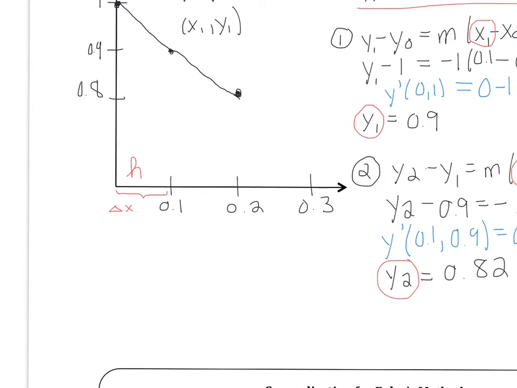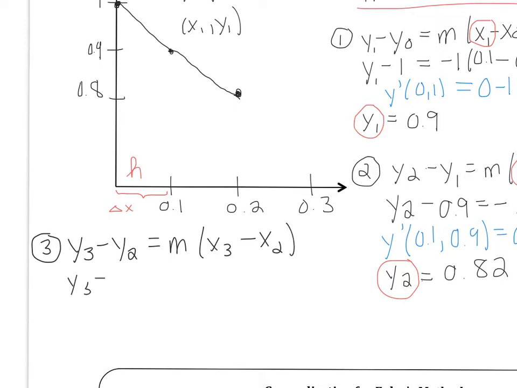I'm going to come over here. I'm running out of room. Now we will be looking for our next ordered pair. I know that the x-coordinate is 0.3, but I need to know what the y-coordinate there should be. So I will set up y3 minus y2 equals m times x3 minus x2. Okay, so y3 is unknown. y2 we just calculated to be 0.82. The slope we will get from the differential equation.